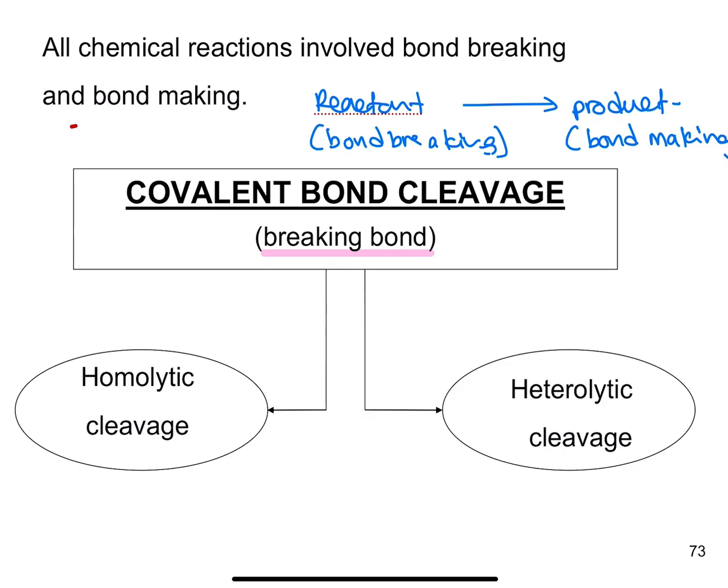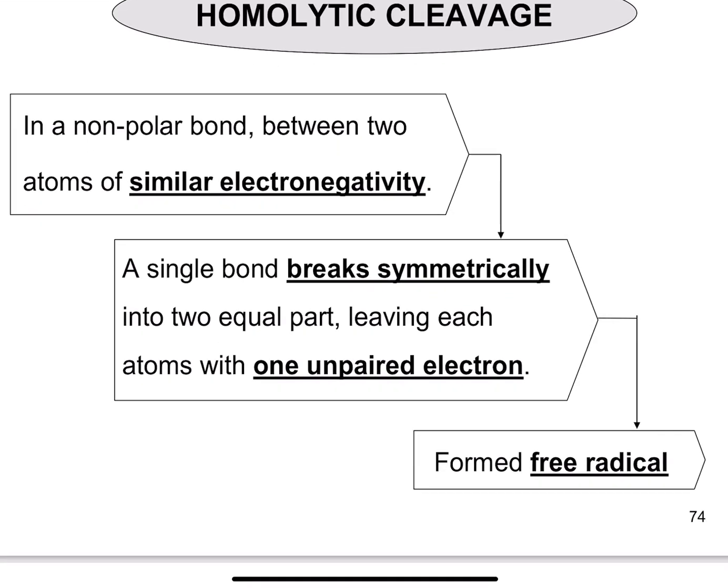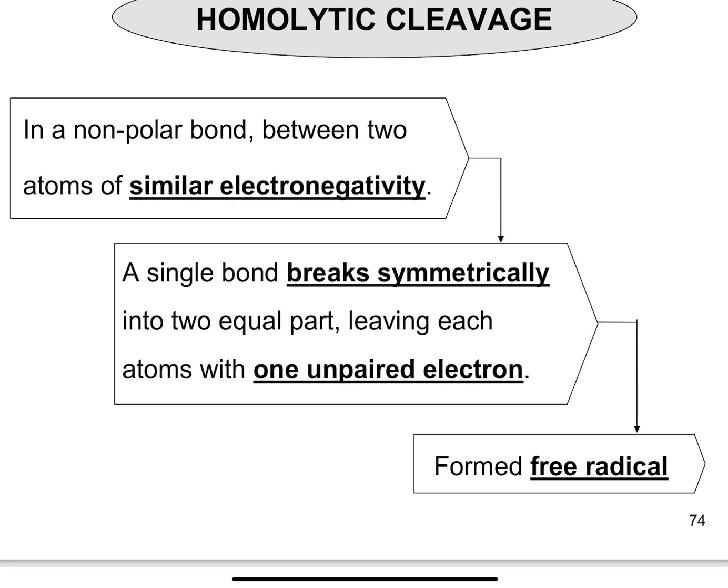In this bond breaking, we have two types, which are homolytic cleavage and heterolytic cleavage. So what is this homo and hetero? Let's look at homolytic cleavage. First thing you need to know, it happens in a non-polar bond. We know that a non-polar bond exists between two atoms of similar electronegativity. And here the bond will break symmetrically, that means it will break into two equal parts.